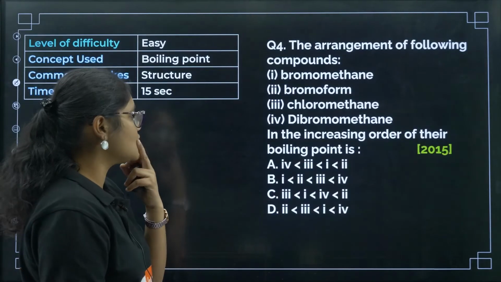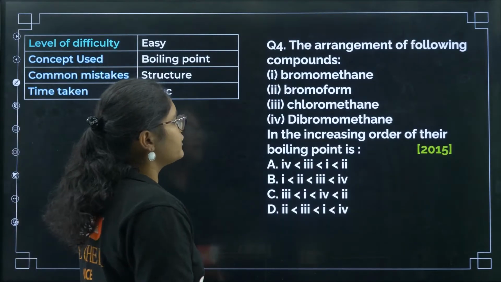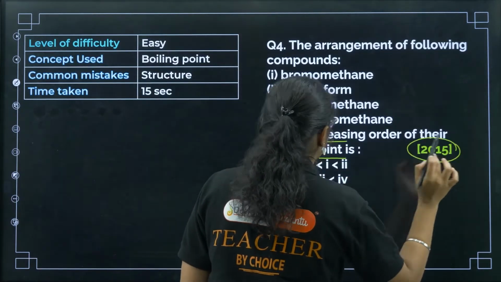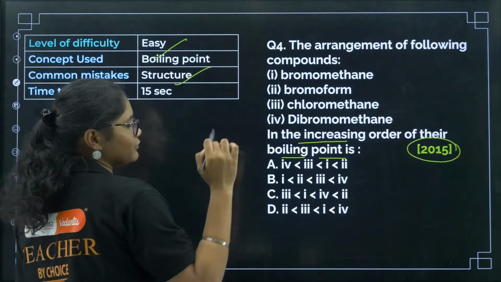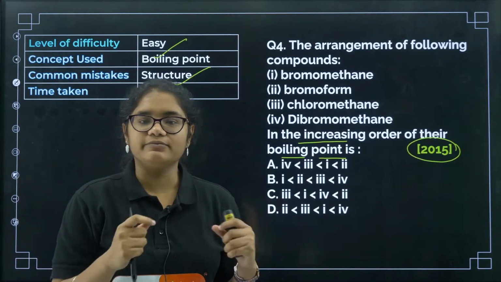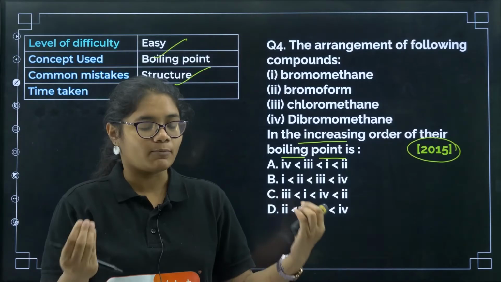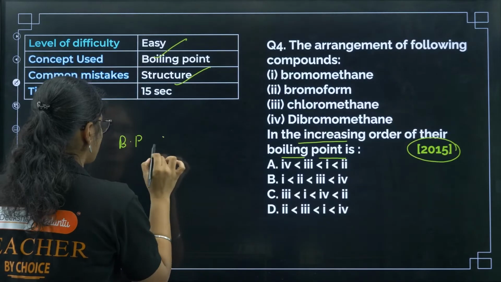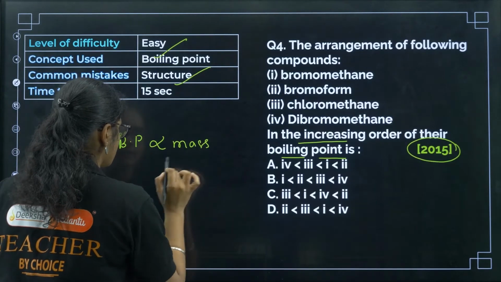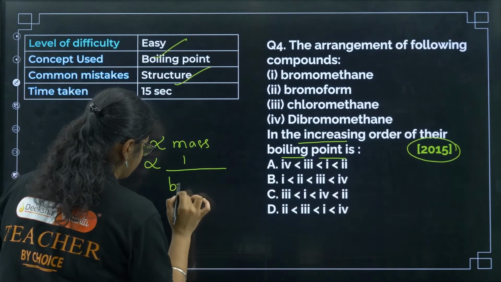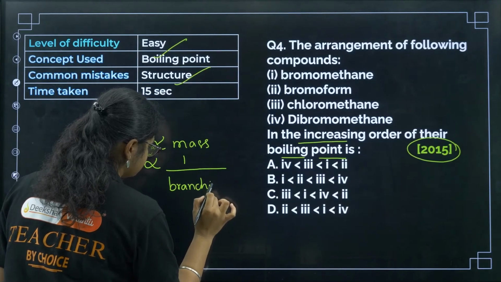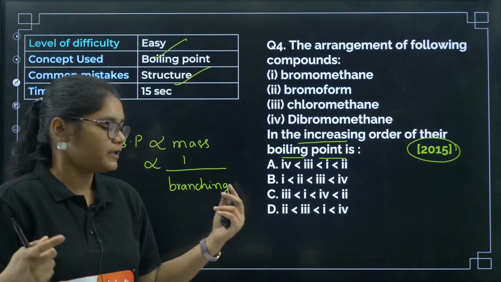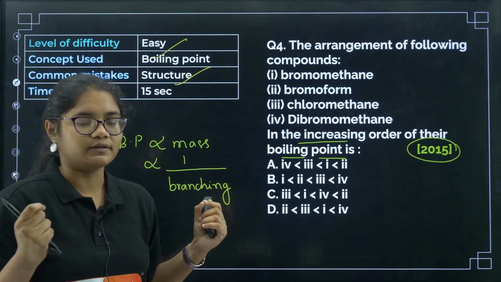Okay. Now next question. The arrangement of the following compounds in the increasing order of their boiling points. This question was asked in 2015. Again a super easy question if you have general knowledge, meaning the basic idea about what the boiling point is dependent on. Boiling point depends on mass and is inversely proportional to branching. If the mass is more, boiling point will be more. If the branching is more, then boiling point will be less.